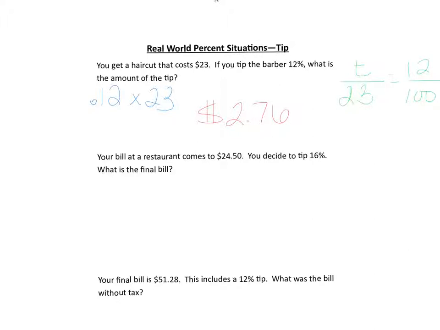Second one, your bill at a restaurant. Ooh, I didn't highlight in that one. I apologize. Haircut cost 23, 12%. Okay. Your bill at a restaurant comes to $24.50. You decide to tip 16%. What's the final cost?